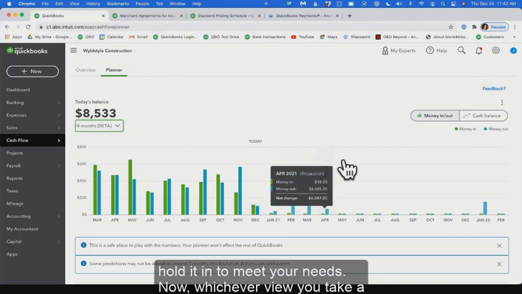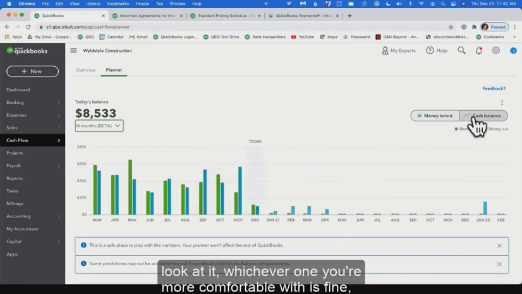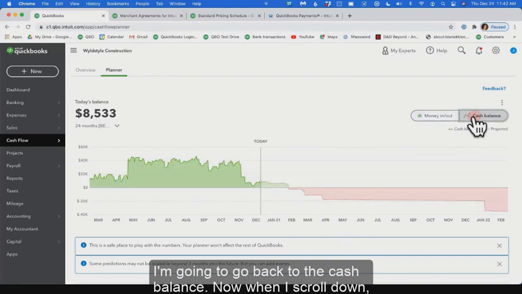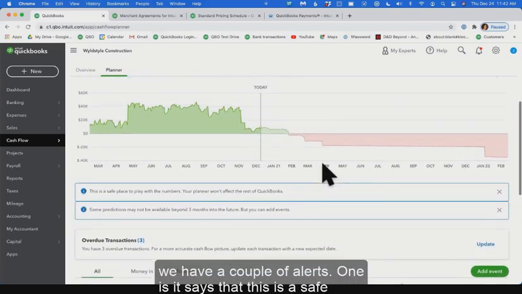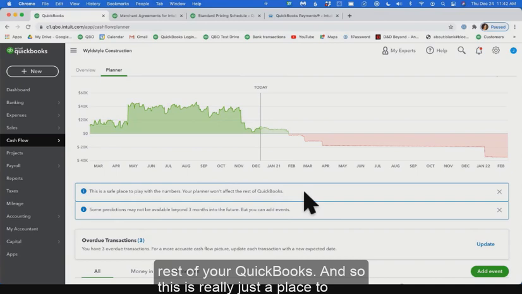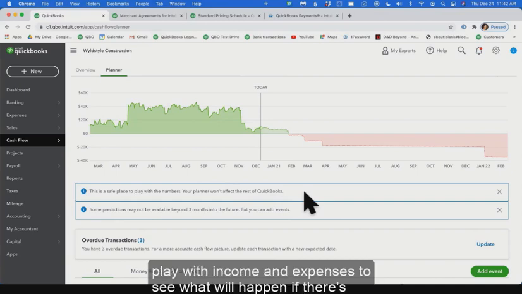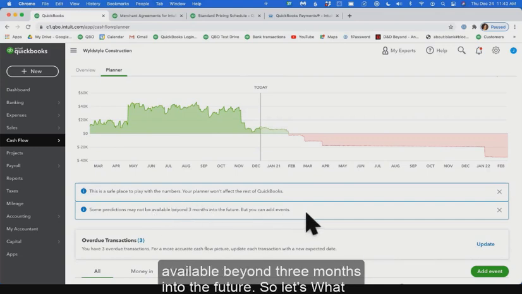Now, whichever view you take a look at, whichever one you're more comfortable with is fine. I'm going to go back to the cash balance. Now, when I scroll down, we have a couple alerts. One says that this is a safe place to play with the numbers. Your planner won't affect the rest of your QuickBooks. So this is really just a place to play with income and expenses to see what will happen if. There's also an alert here that some predictions might not be available beyond 3 months into the future.